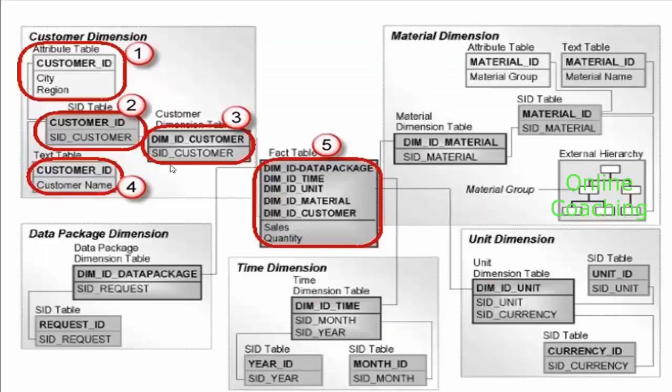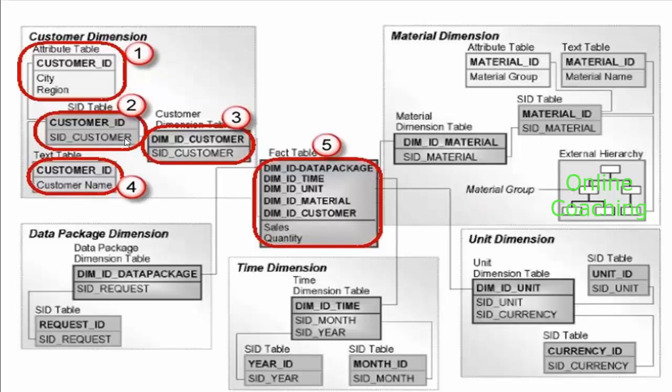Fine. See, it's very simple again. Here is more detail about your extended star schema. For example, I have created a customer dimension. Under this I have an attribute table. This attribute table has a customer ID, city, region. This attribute table automatically creates an SID table. The SID table creates the SID customer field.